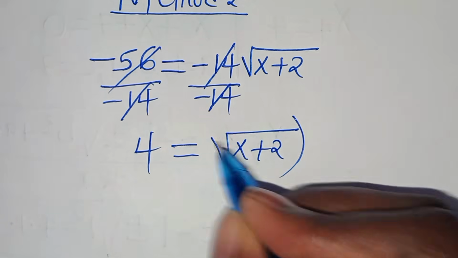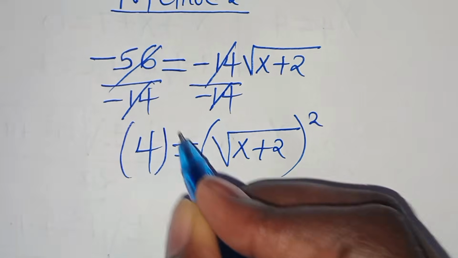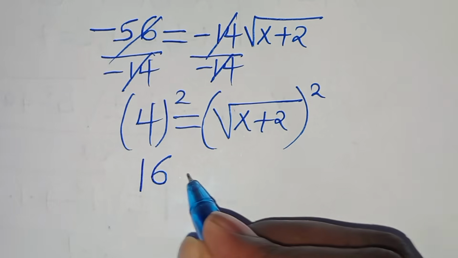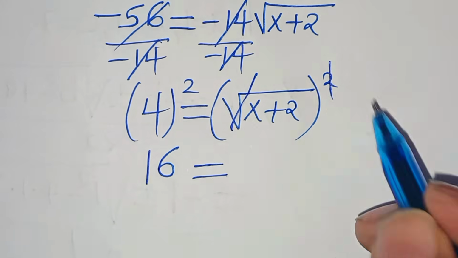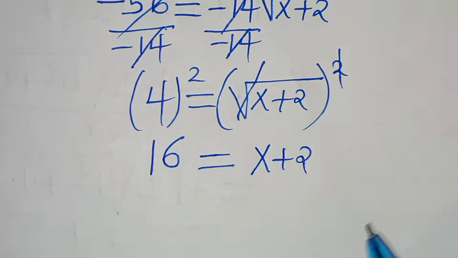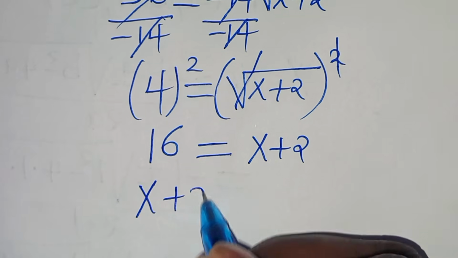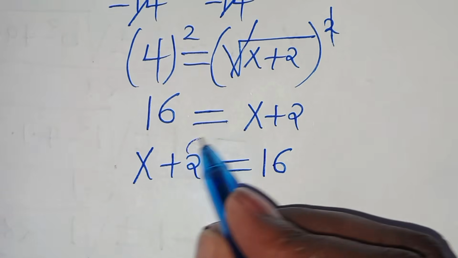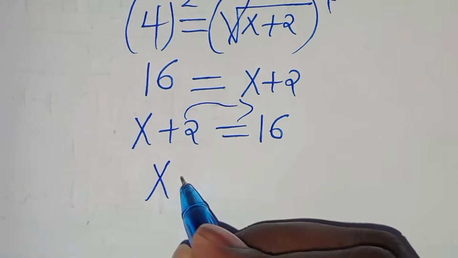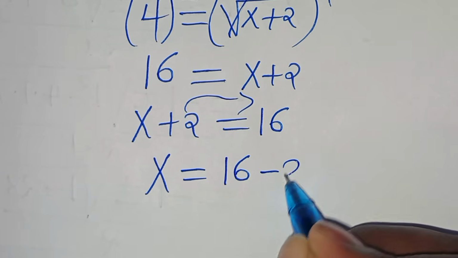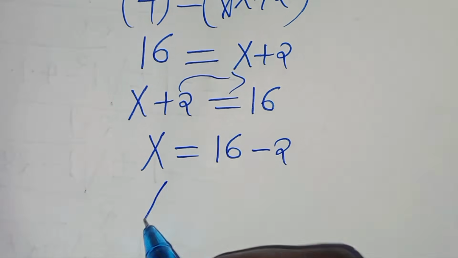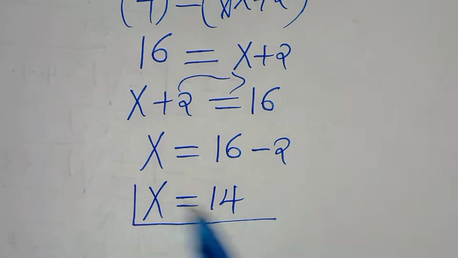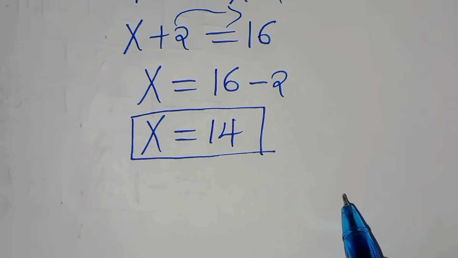Now let's square on both sides from here. So that now we have 4 squared, which is equal to 16, and this is equal to, let's eliminate the square root sign, x plus 2. So we have x plus 2 equal to 16. Now let's take plus 2 to the right hand side. This means that x is equal to 16 minus 2, which is 14. So we have the value of x equal to 14.